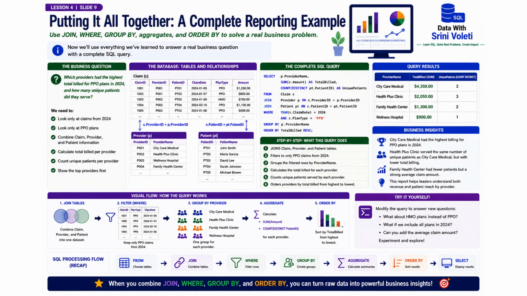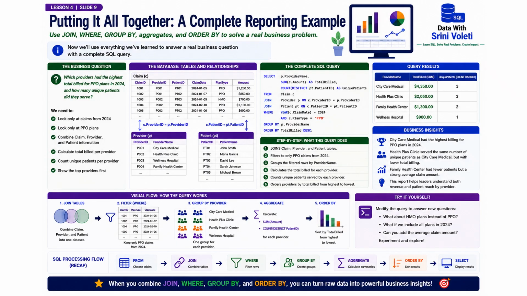Now look at the try it yourself section. Once you have written one successful query, it's very easy to answer new questions. For example, what if we wanted only HMO plans instead of PPO? What if we wanted all insurance plans? What if we also wanted the average claim amount? Notice that we don't need to start over. We simply modify our existing query. Professional SQL developers constantly build upon previous work. Finally, look at the workflow across the bottom.